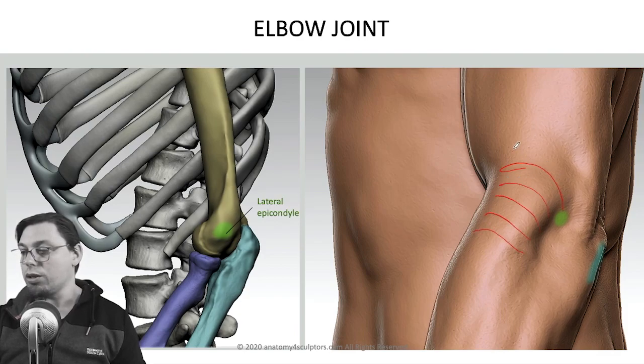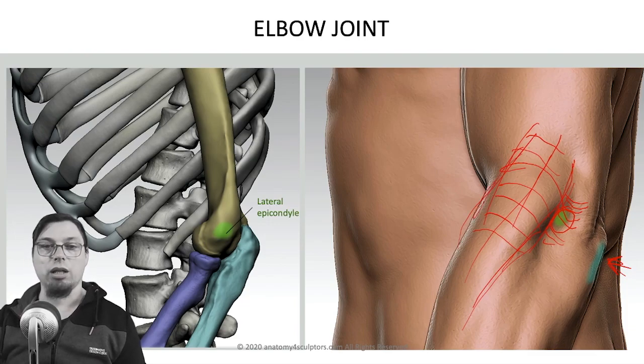There are two muscles here, brachioradialis and extensor carpi radialis longus. The lateral epicondyle is kind of inside the gap between the olecranon, or elbow, and these two muscles, brachioradialis and extensor carpi radialis longus.